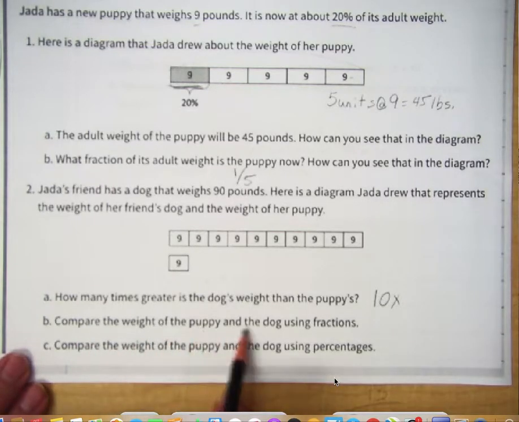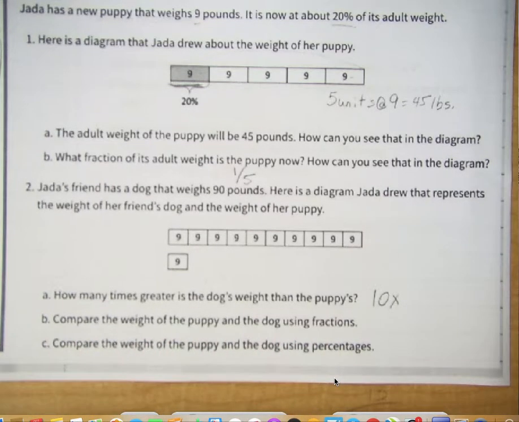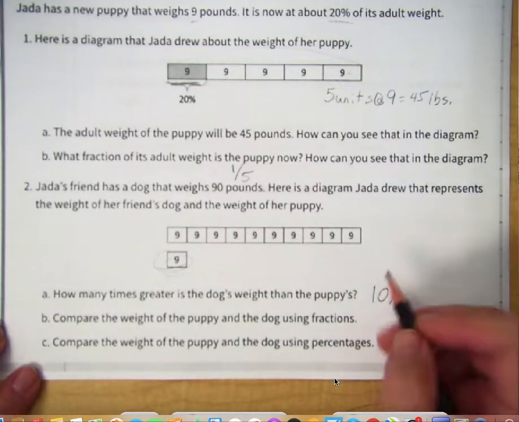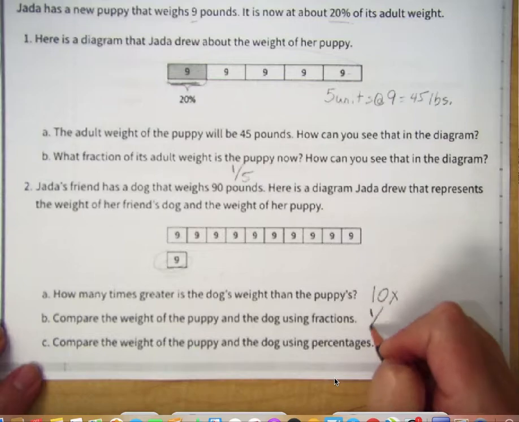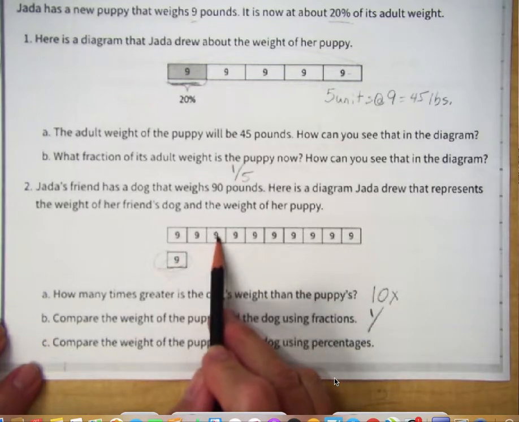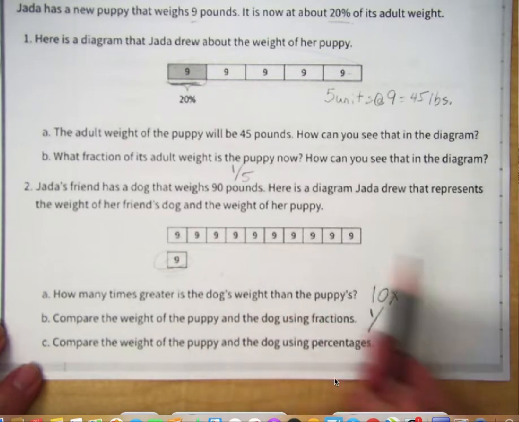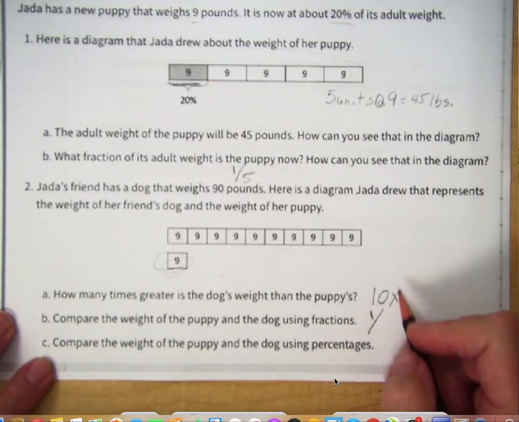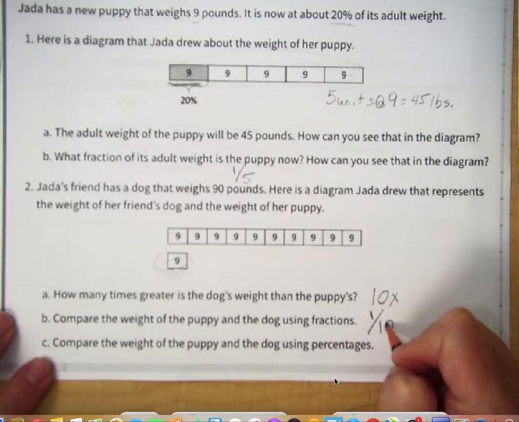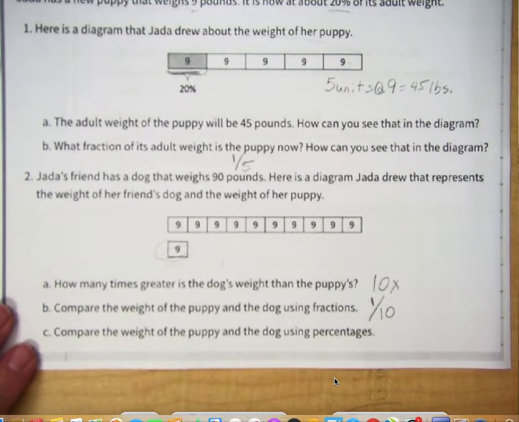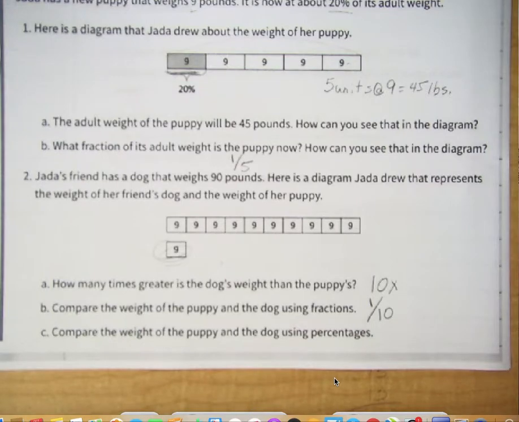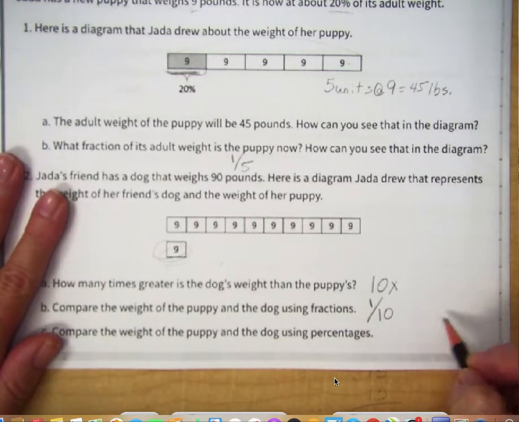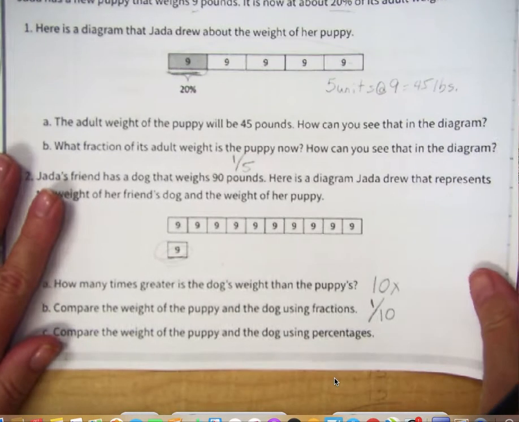Compare the weight of the puppy and the dog using fractions. The weight of the puppy. How many 9s? 1. How many of these? Remember, a fraction is a part to whole relationship. How many is here? Well, it's going to be 1/10. So 1/10 is what percent? 1/10 is 10%.